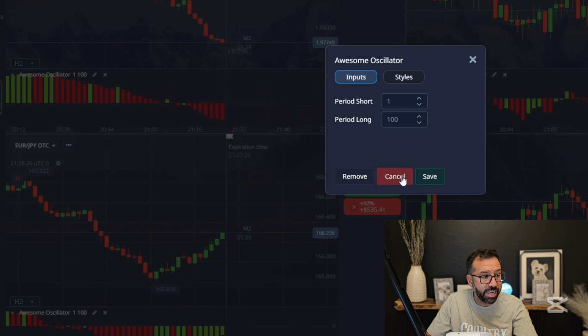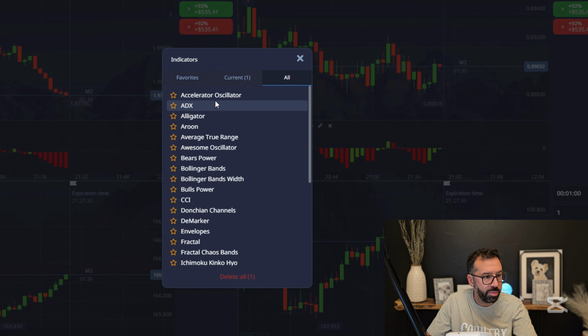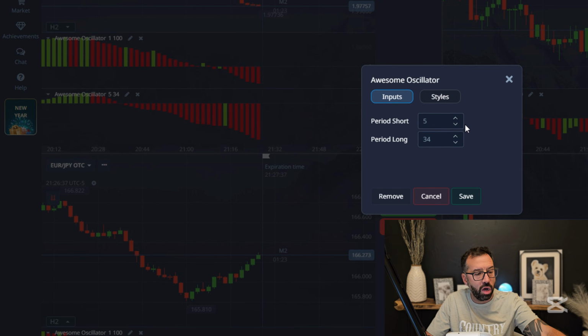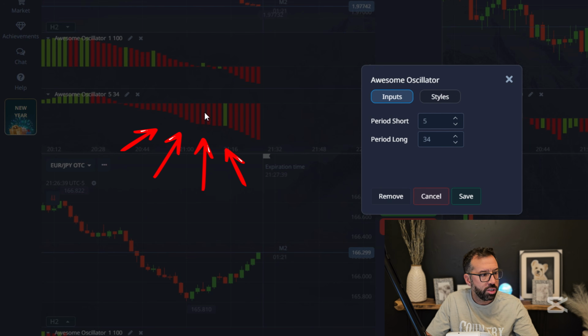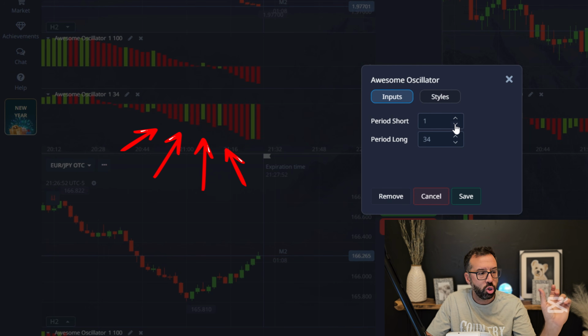This originally comes out, let me go ahead and add it so you can see what it starts at, because we want to make sure that we change it. The awesome oscillator starts at 5-34, so 5 short. Watch this right here. Look how many extra bars it adds when we shorten the cycle. Look, all these were red, but we want to see what's actually in between. So we shorten that period and then we lengthen it to 100, which gives the range to 100.